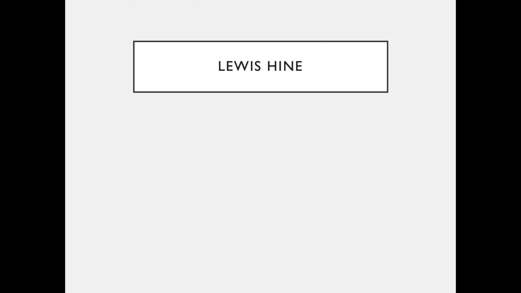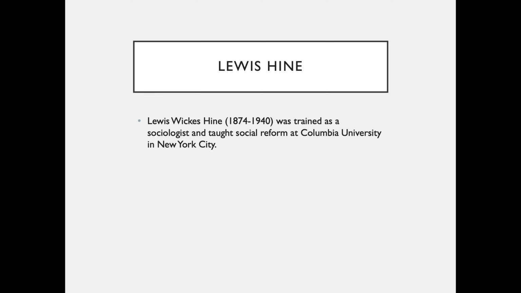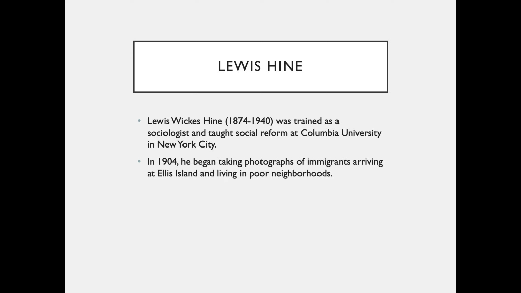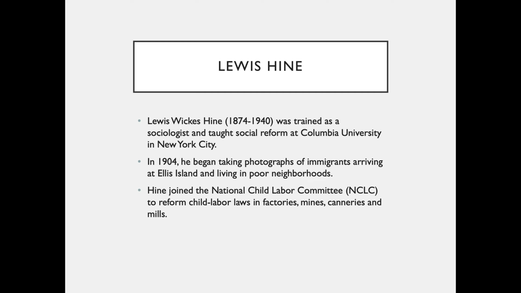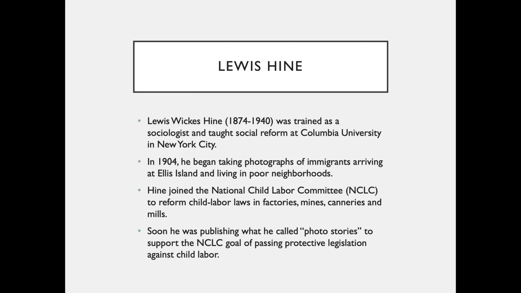All right, so we're moving on now to the photographer Louis Hine. Louis Hine was trained as a sociologist and taught social reform at Columbia University in New York City. In 1904, he began taking photographs of immigrants arriving at Ellis Island and living in poor neighborhoods. Hine joined the National Child Labor Committee, the NCLC, to reform child labor laws in factories, mines, canneries, and mills.